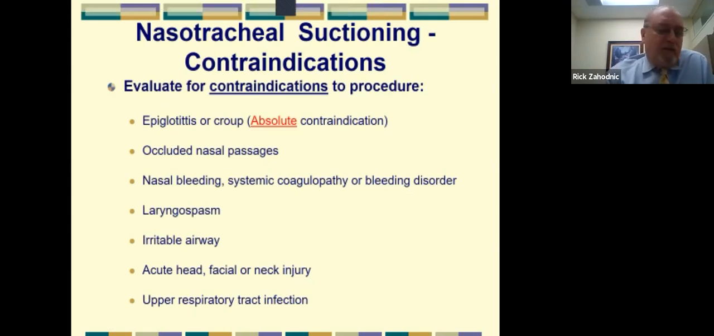Contraindications to suctioning: the absolute positive, never suction our patients with epiglottitis or croup. In the case of epiglottitis, you could put them into bronchospasm, which could potentially lead to death. Also, some other things, like occluded nasal passages, problems with bleeding, a patient who's in laryngospasm, obviously we wouldn't. A patient who has irritable airways, some head, face, or neck trauma, or some upper infection.